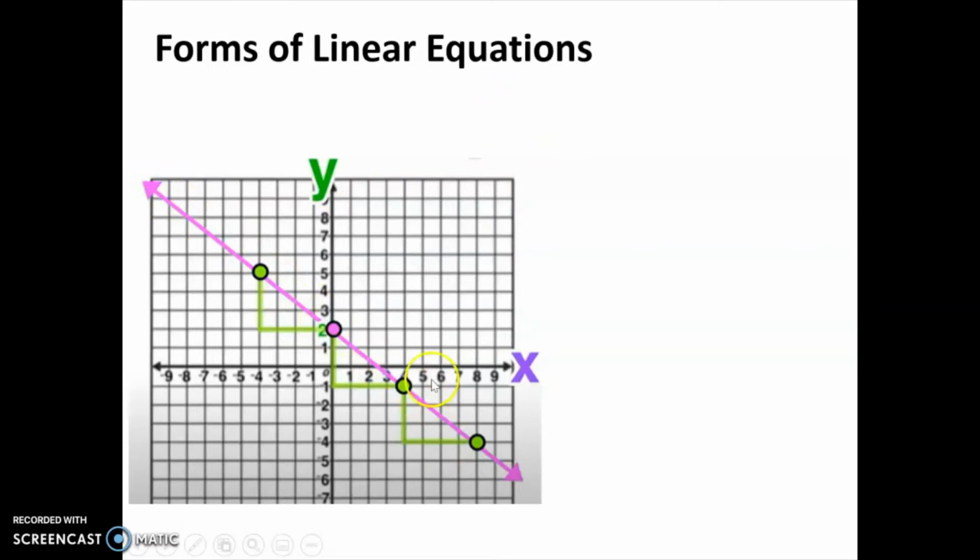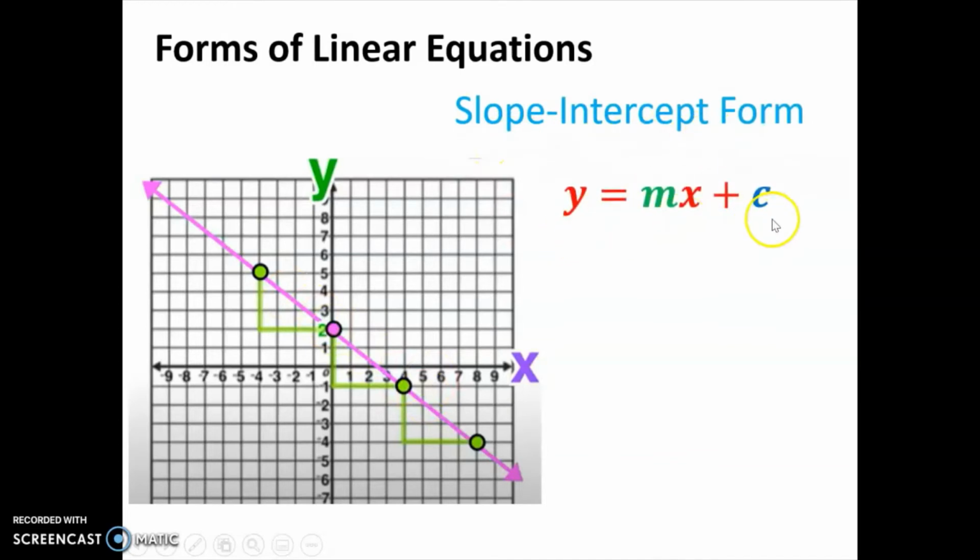So here's a line. Let's look first at the slope-intercept form. Again, the most common form of a line, y equals mx plus c, sometimes written as mx plus b. In this form of a line, it is called slope-intercept because the m represents our slope or gradient, and the c or b value at the end represents the y-intercept, therefore slope-intercept form.